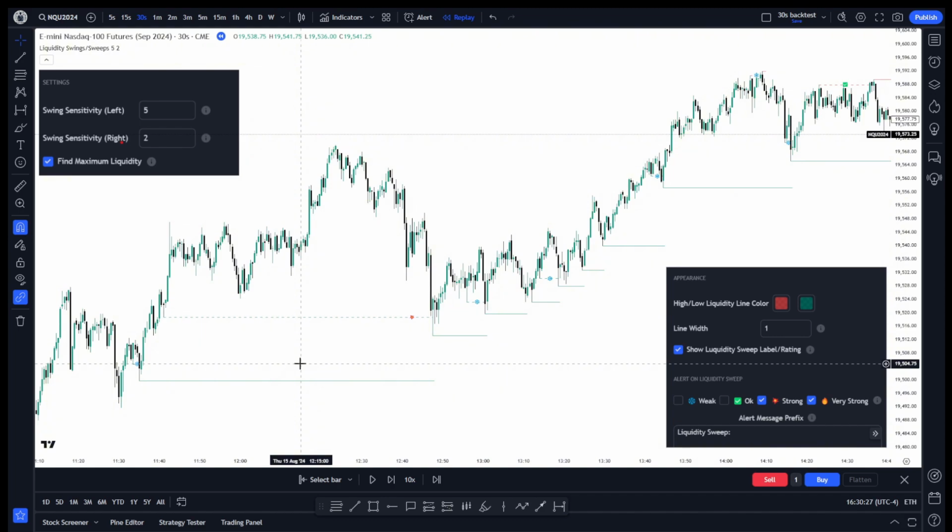What I want to do today is very quickly explain how the indicator works and what are the key settings that are used within this indicator.